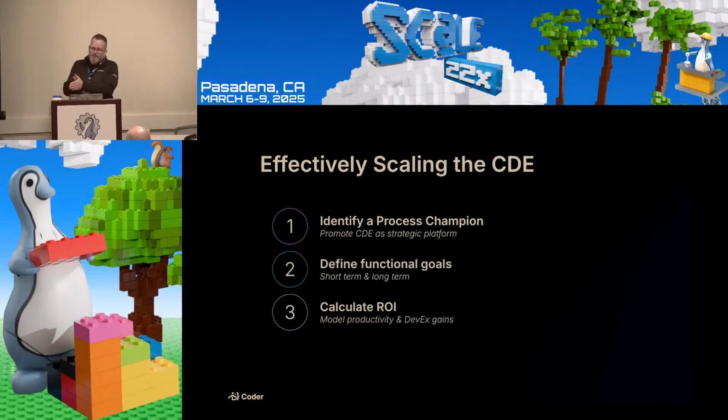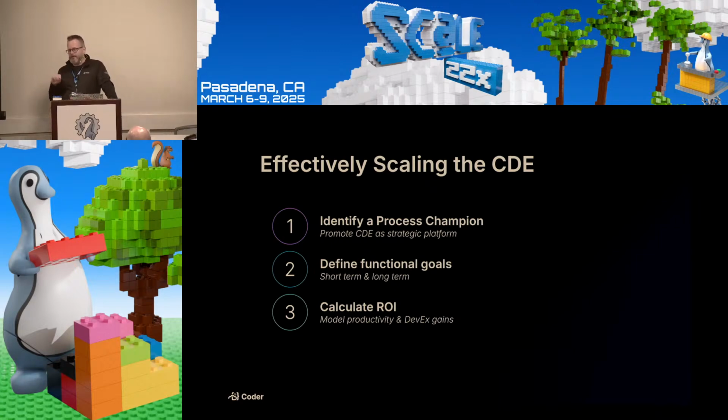At this point, you have to start thinking about scaling the CDE because you have a few teams on here, you have multiple use cases. Some of them may be non-developer oriented, but you're starting to see some patterns emerging, and you want to grow your CDE and you want to do it effectively. So at this point, you absolutely need to identify a process champion.